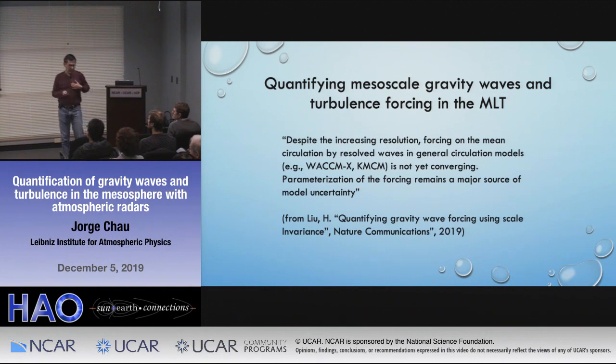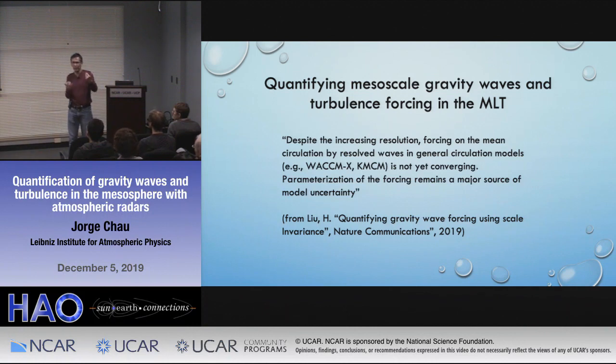So I want to quote here something from Han-Li Liu's recent Nature paper. And basically, when I saw this paper, I said, it's like saying, Koki, when are you coming to help us? When are you coming to give us information about the subgrid scales? Because what we are doing is trying to play with the model and see how we reproduce some observations. But what is really going on?